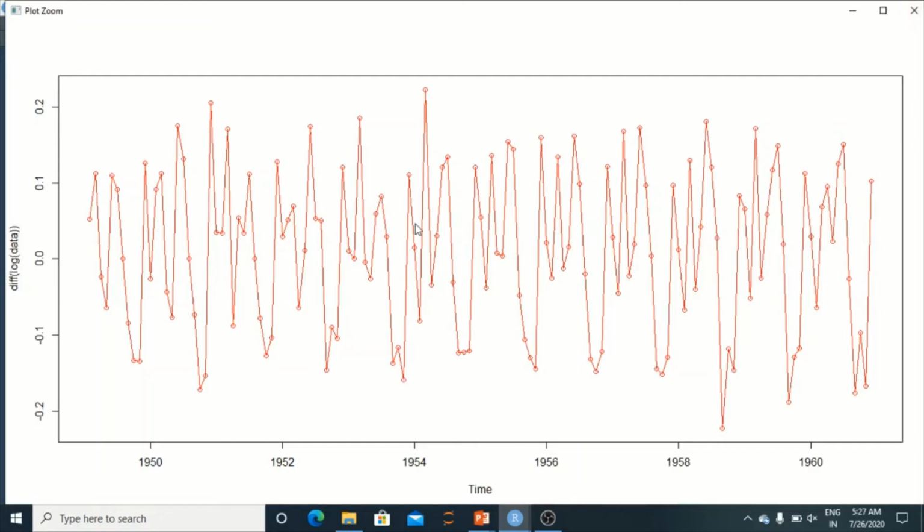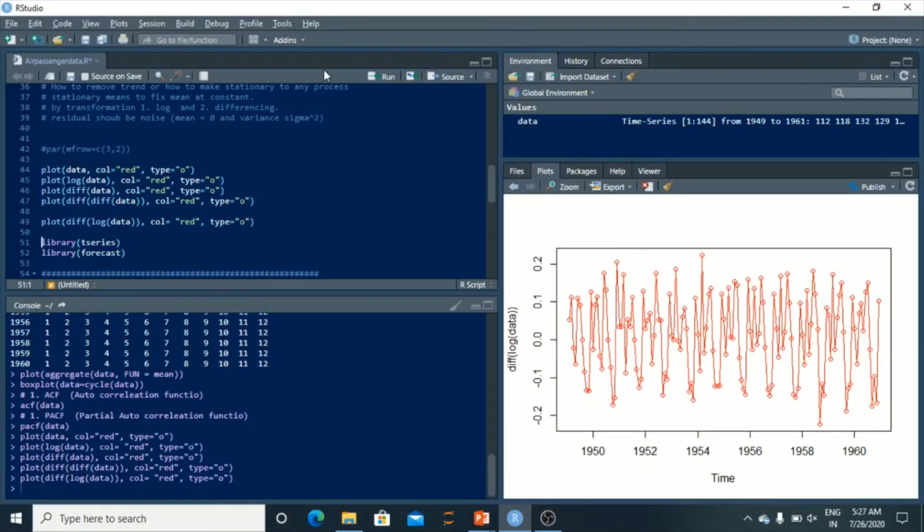We can now say that the process becomes stationary. If we look at the line from 0, the mean is around 0, and the pattern also seems to be the same. So we can also say that the variance is constant with respect to time.